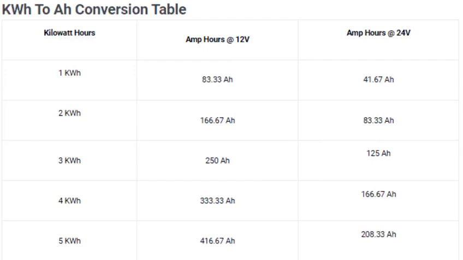Now, let's dive into what a kilowatt-hour is. A kilowatt-hour is a standard unit used to express the amount of electric energy used. It represents the product of power and time. For example, if a 1000 watt appliance operates for 1 hour, it will consume 1 kilowatt-hour of electric energy.